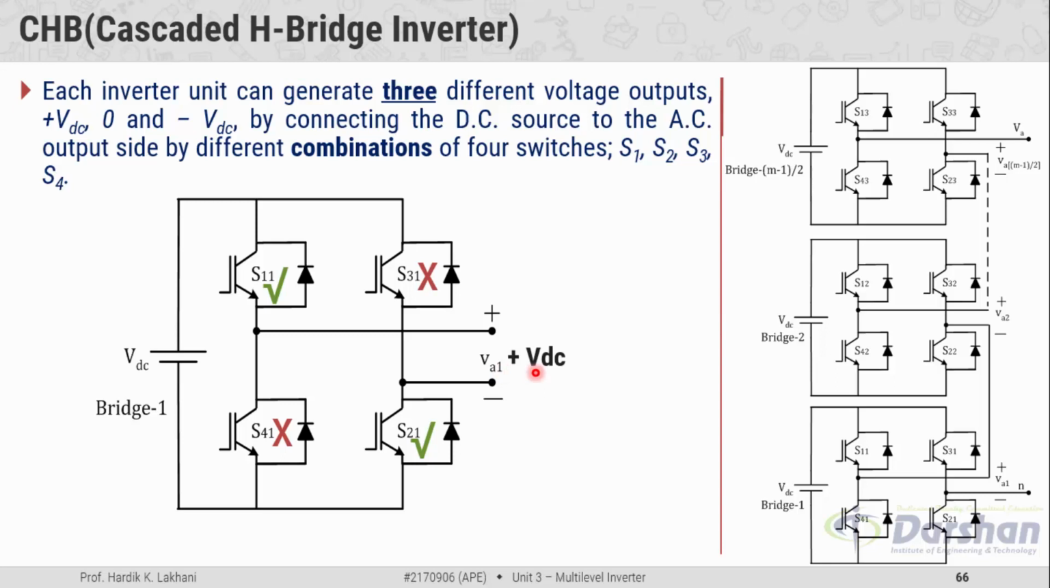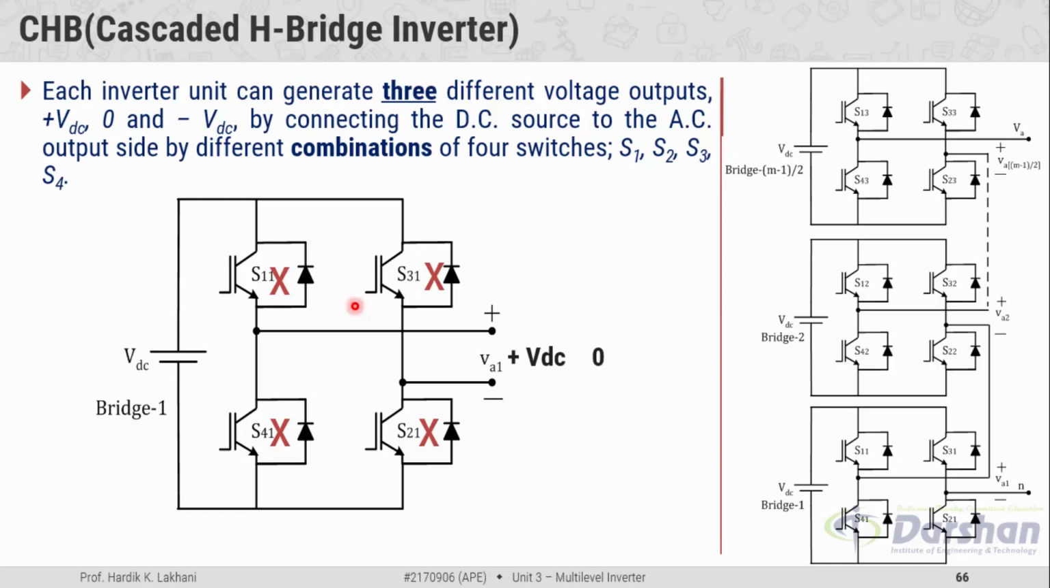Now to produce 0 across the output terminal, the conditions for the switches must be like this. All the switches are kept off. So you can see that there is isolation between input and output. We do not get any magnitude across the output terminal. This is one combination to produce the 0 magnitude at the output side. We can also produce this 0 magnitude with two other possibilities.